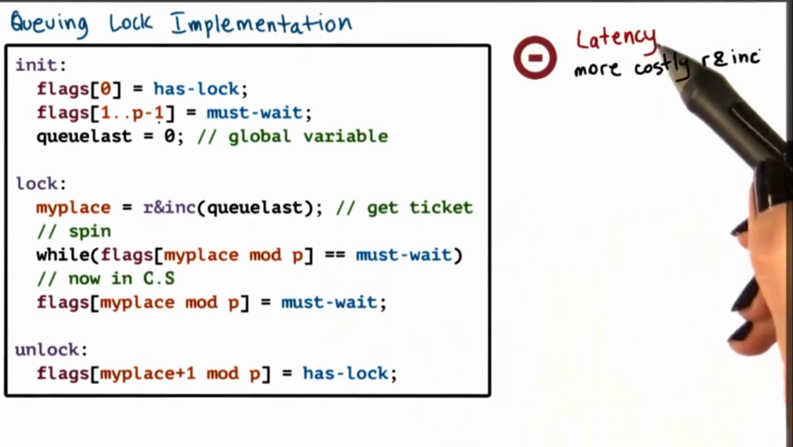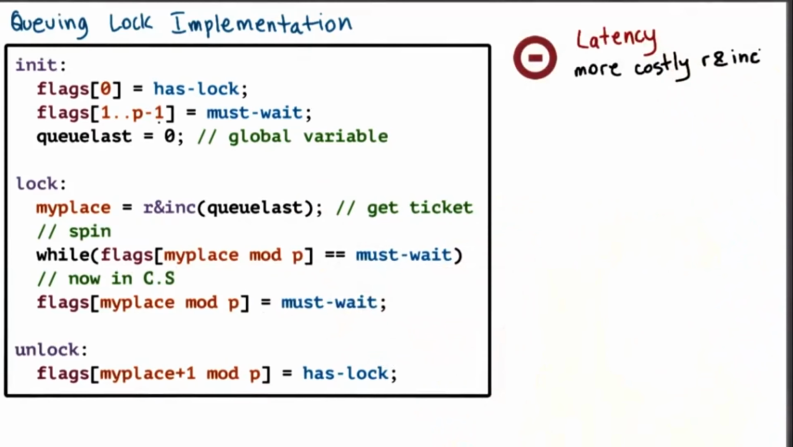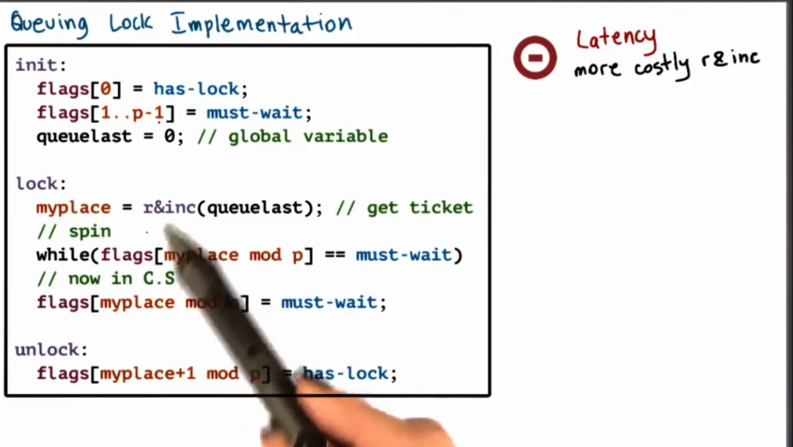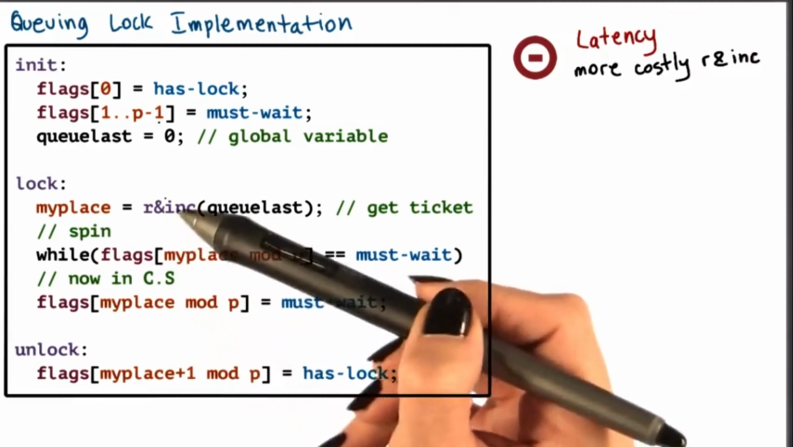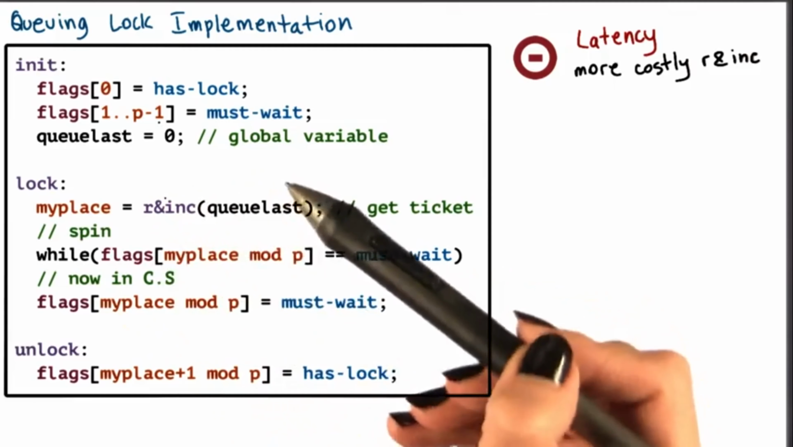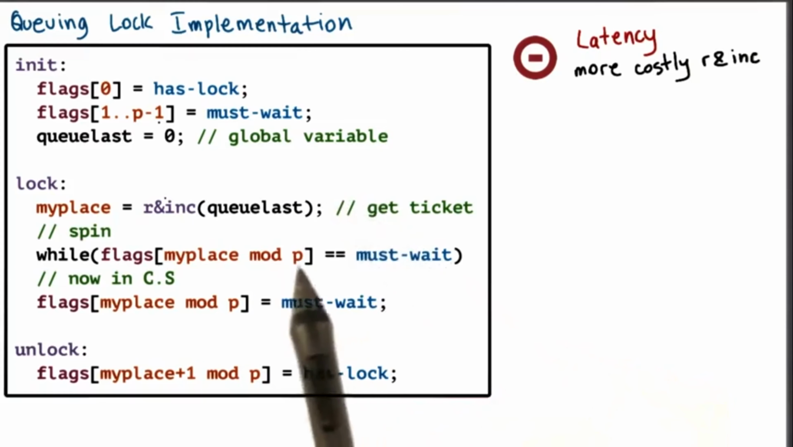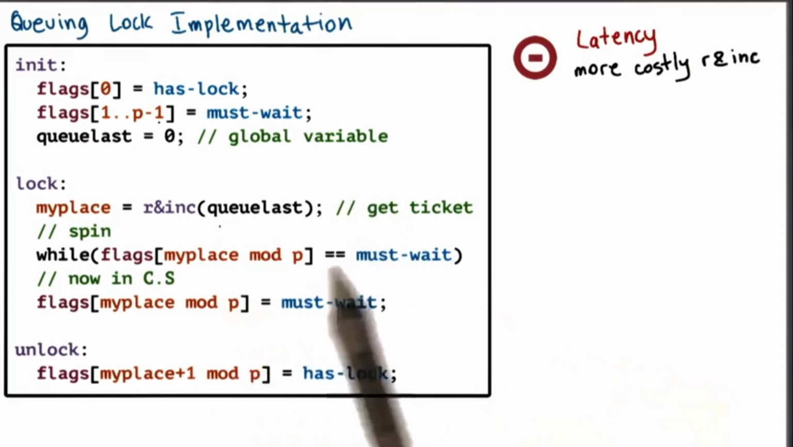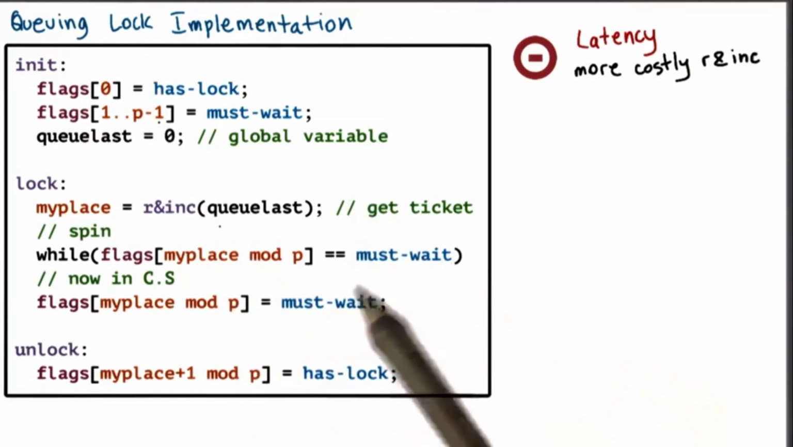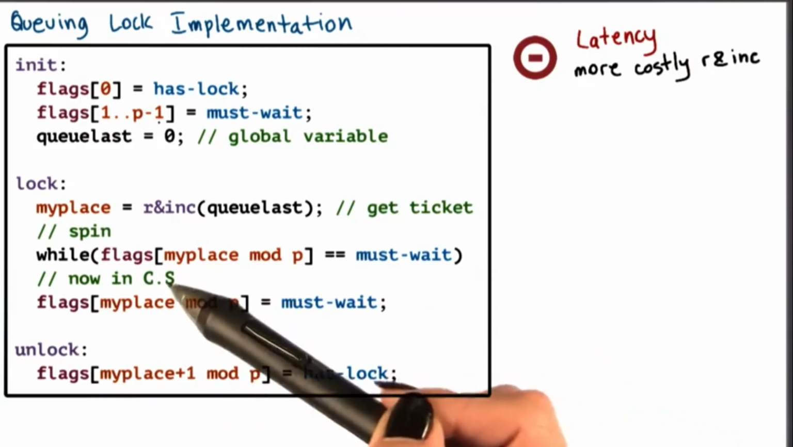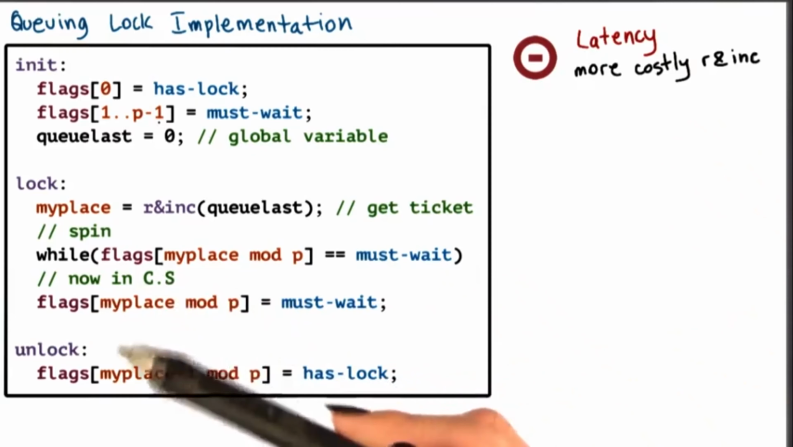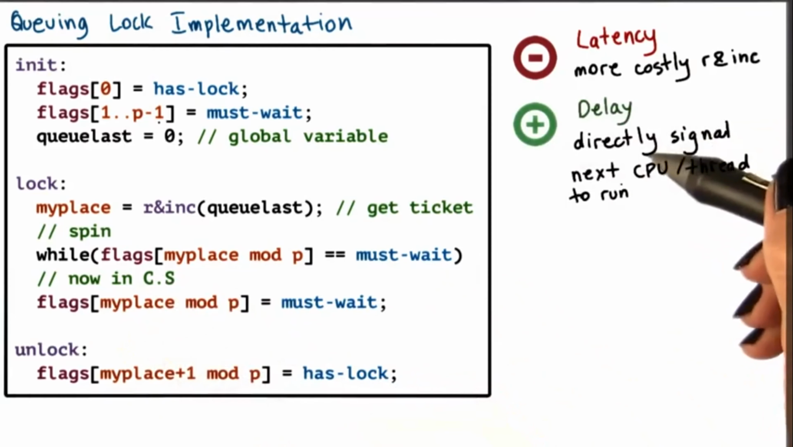From a latency perspective, this lock is not very efficient because it performs a more complex atomic operation, the read and increment. This read and increment operation takes more cycles than an atomic test and set. In addition, it needs to perform this modular shift in order to find the right index into the array. And all of that needs to happen before it can determine whether or not it has to spin or be in the critical section. So the latency is not good. The delay is really good, however.